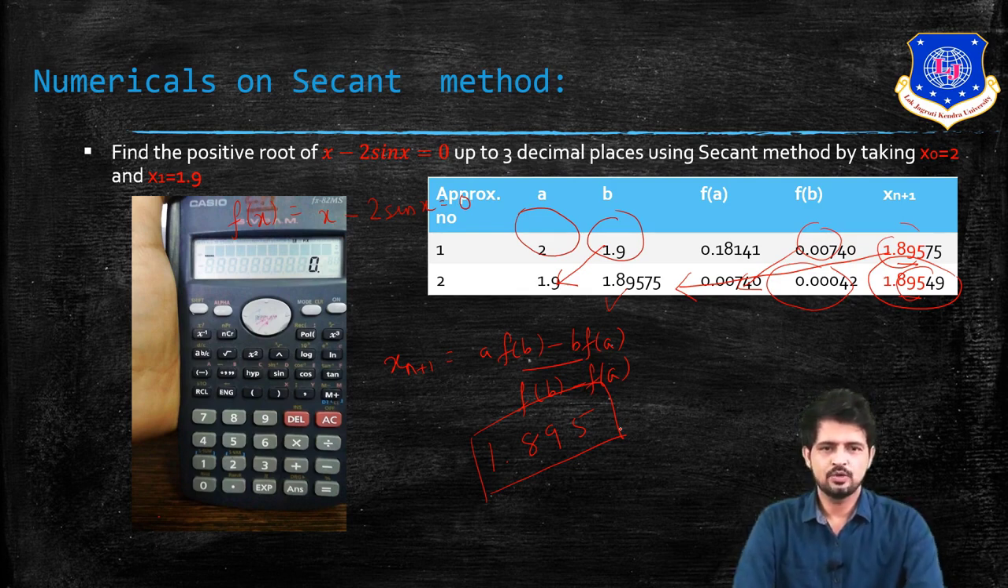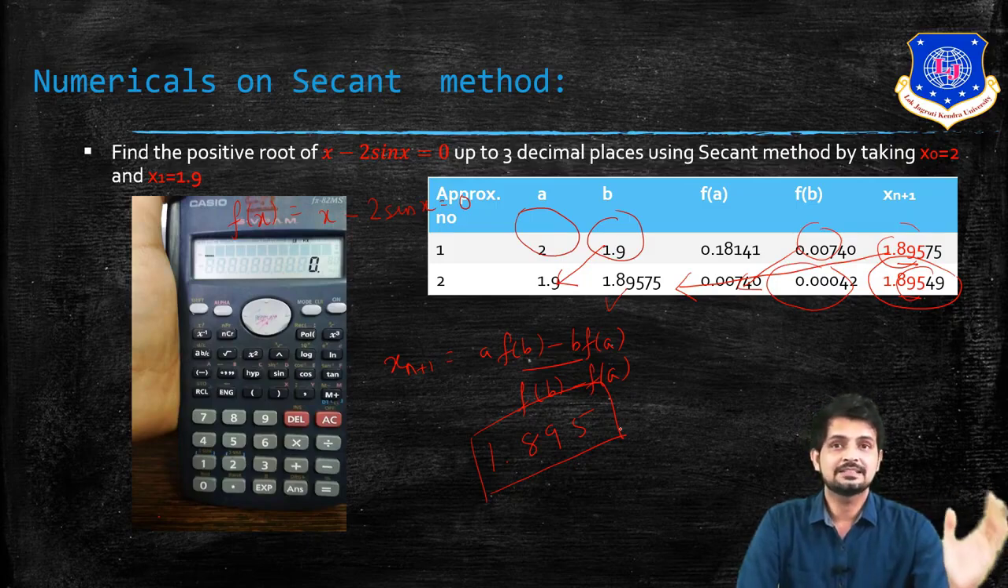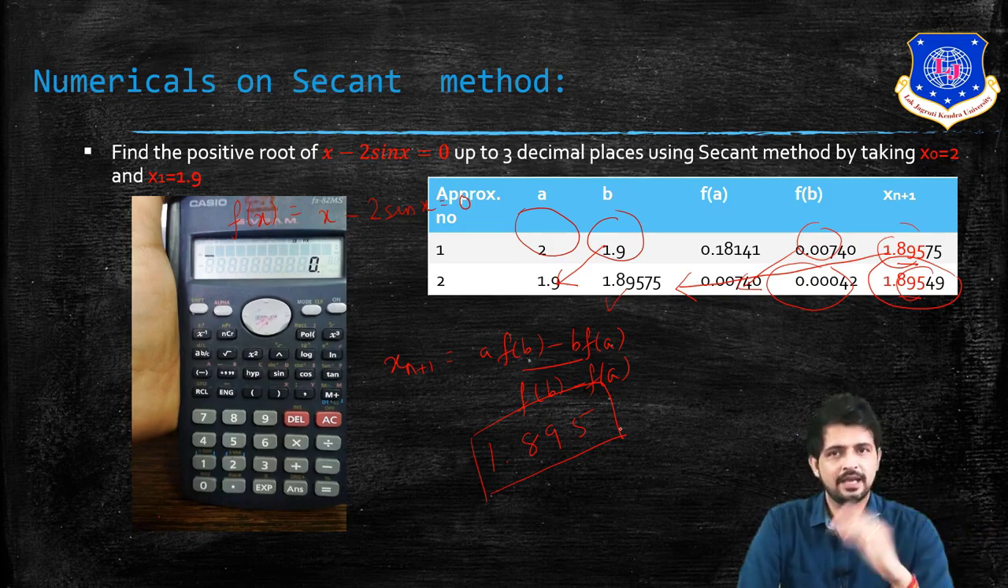Okay, in this way you can solve more numericals. Here you can see there are only 2 steps, but it is not compulsory that each and every sum will be solved within 2 steps. There can be 4 steps, 5 steps, but what you have to remember is these steps: for the next approximation, B is placed in A, xn plus 1 is placed in B, f of B is placed in f of A, and we have to find the value of xn plus 1.